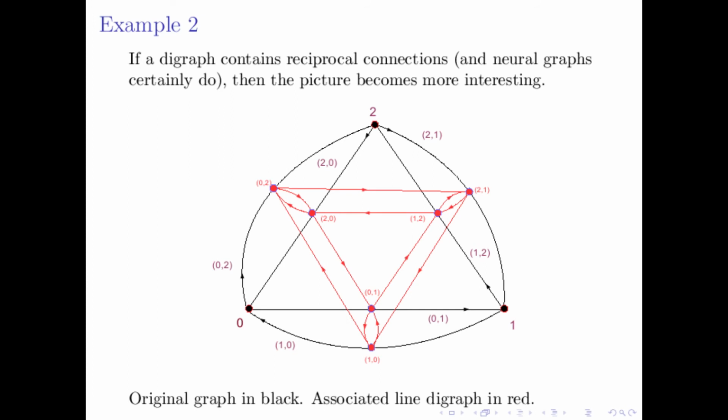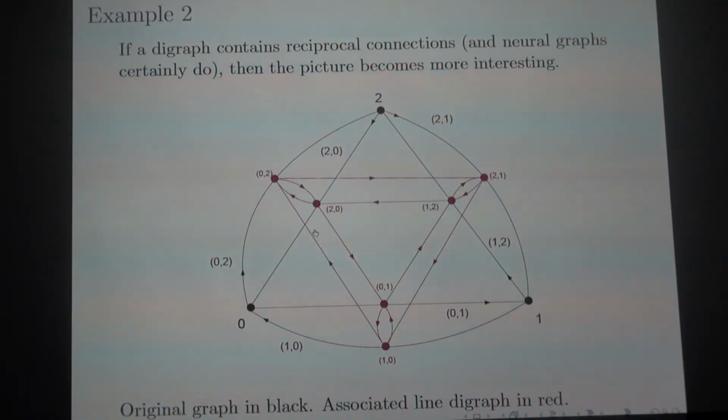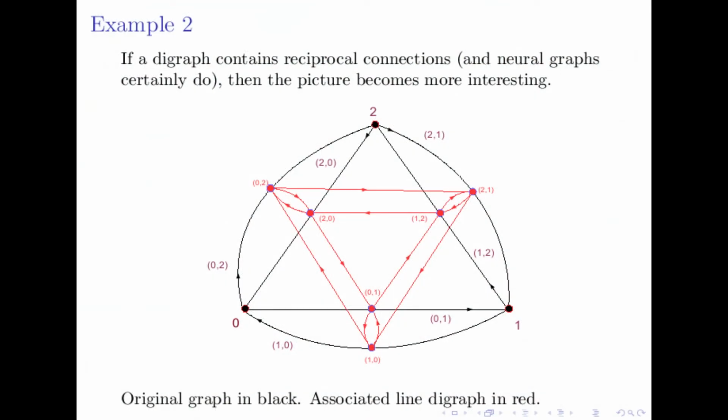Another example: things become more interesting when you have reciprocal connections. So what we did here is we took a two simplex with all reciprocal connections. In black you see the original simplex, and the associated line digraph is in red. So you get a pretty interesting structure. When you have a reciprocal connection, you get a reciprocal connection in the associated line digraph. But these two are not reciprocal. I mean, they go both ways, but they're not reciprocal. So you get more interesting pictures once you have reciprocal connections.